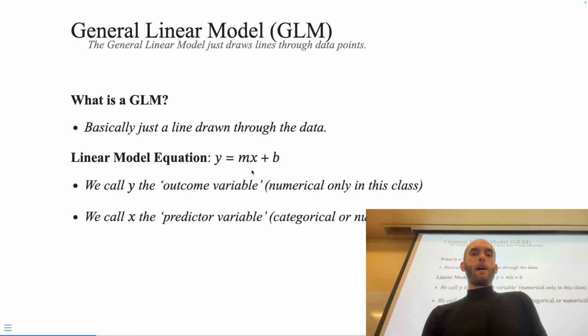So what happens when x is numerical and what happens when x is categorical? And we're going to be able to deal with all of these things with the general linear model. Some equation that looks like this.